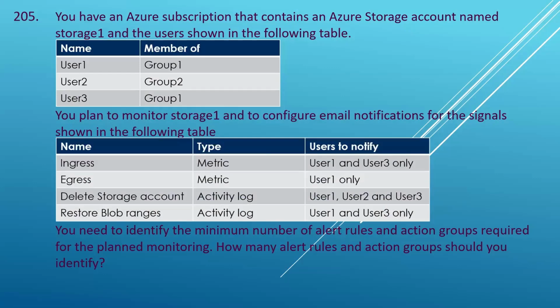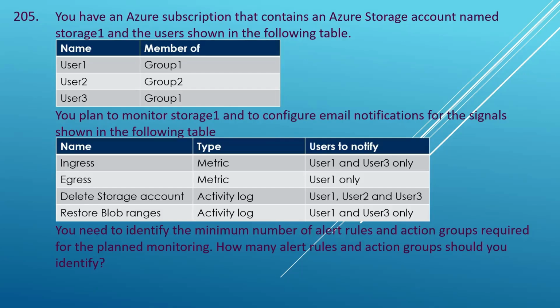Question number 205. You have an Azure subscription that contains an Azure storage account named storage1 and the users shown in the following table. You have 3 users with the name of user 1, 2, and 3, and user 1 is member of group 1, user 2 is member of group 2, and user 3 is also member of group 1. You plan to monitor storage 1 and to configure email notifications for the signals shown in the following table.